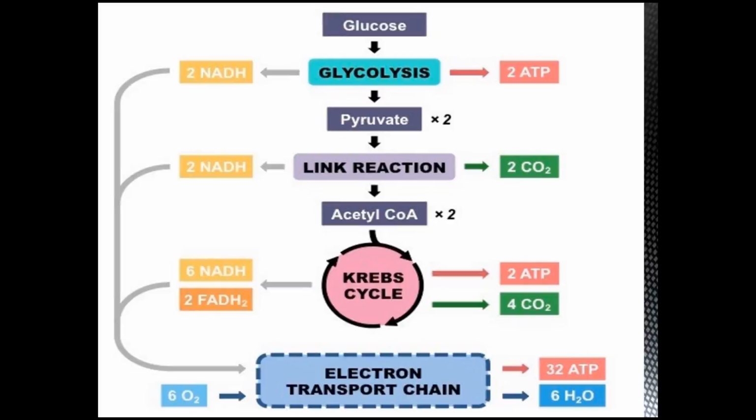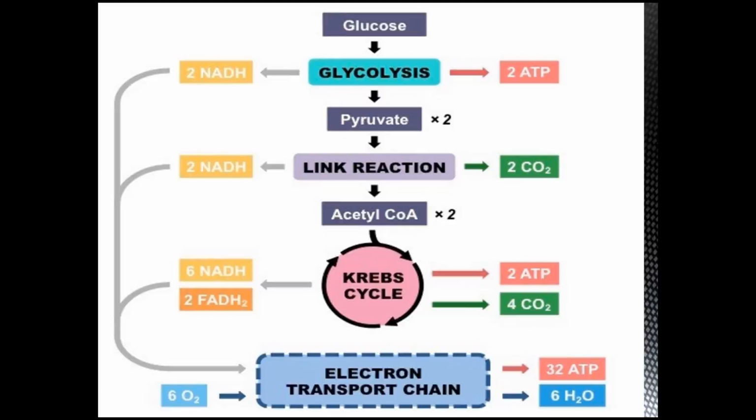Glucose splitting. It is the breakdown of one molecule of glucose into two molecules of pyruvic acid. What is glycolysis? Breakdown of one molecule of glucose into two molecules of pyruvic acid. Glycolysis takes place in the cytoplasm of cells. It is the first step of both aerobic respiration and anaerobic respiration.